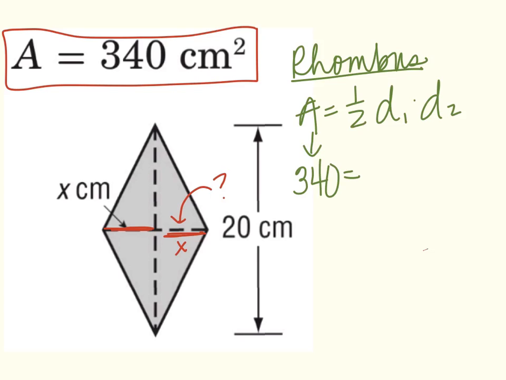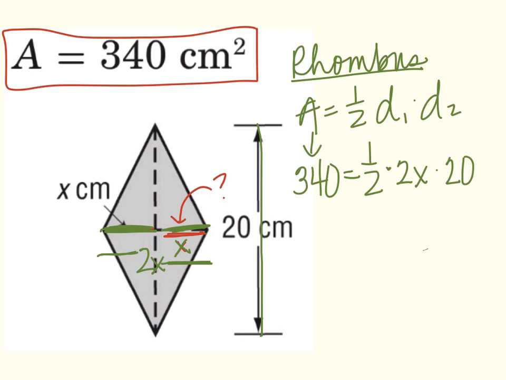equals 1/2 times. Now be careful about your diagonals. Here's my diagonal and here's my diagonal. So they tell me my whole diagonal this way is 20, but they're telling me only this part of my diagonal is x. What does that mean this part is? X. So actually this whole thing is 2 x's. X plus x is 2x. So I have half of 2x and half of 20.